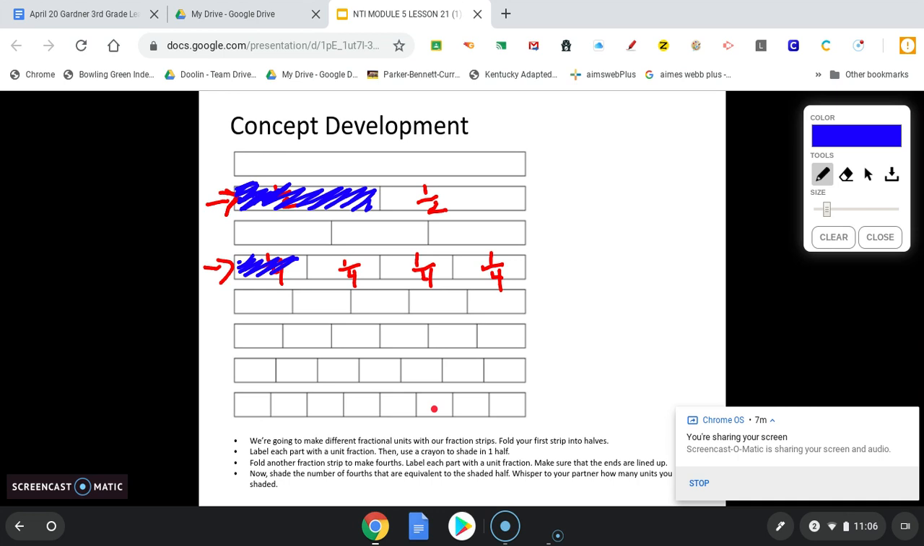So let's shade 2/4. You can see they are at the same point. So 1/2 and 2/4 are equivalent fractions. So 1/2 is equal or equivalent to 2/4. All right, good job. Let's keep going.